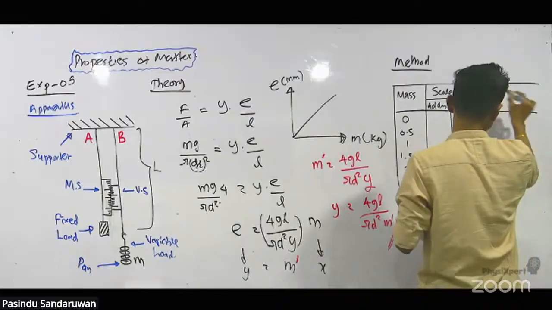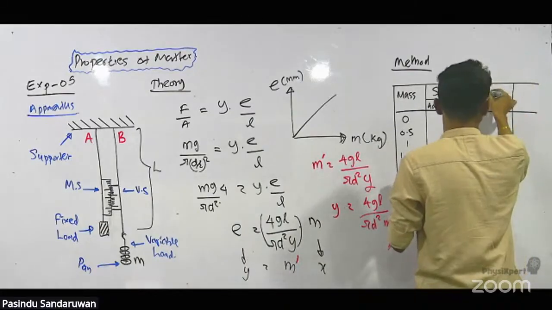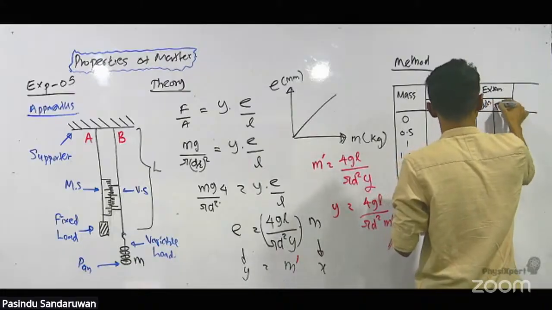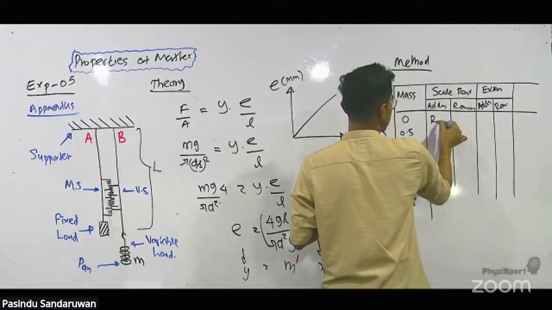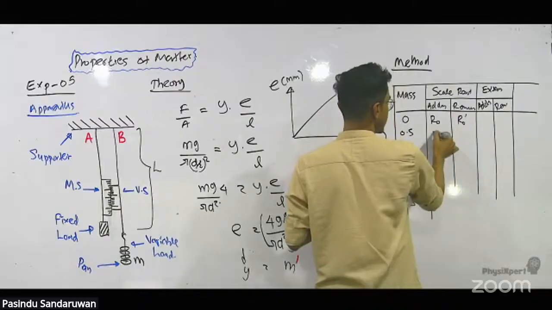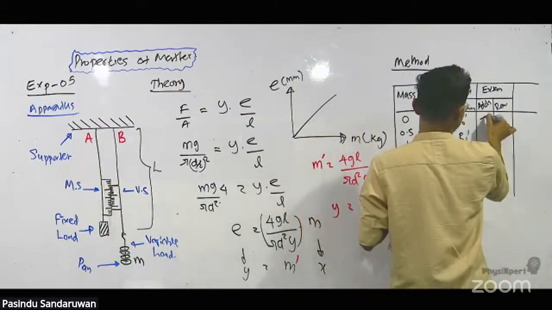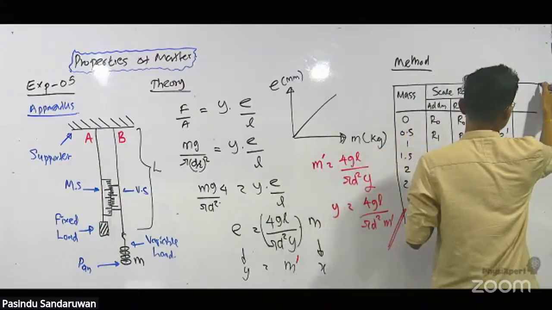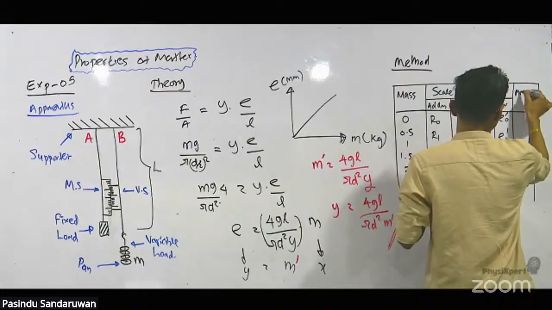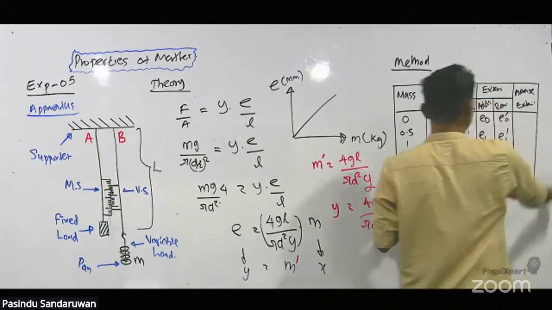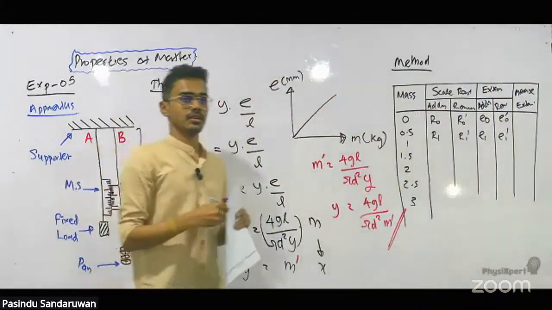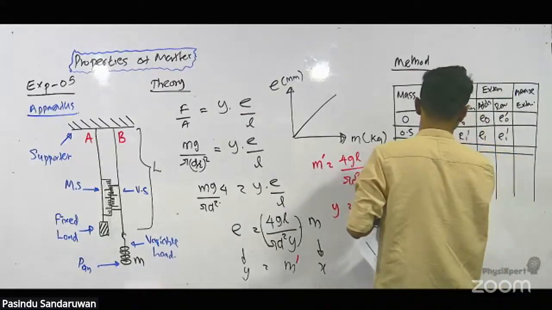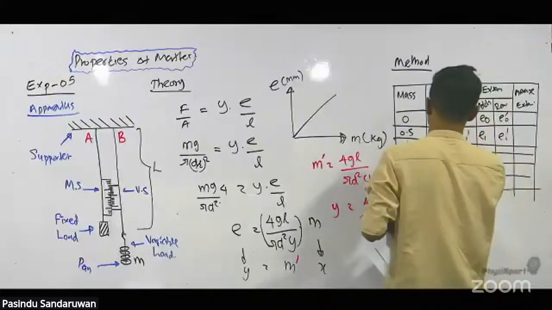If these readings are known, now we can get the extensions, two extensions again, when adding and removing. For example, this is R0, R1, R1 dash, and the extensions E0, E0 dash, E1, E1 dash, and this is the average extension. Right, take it down.